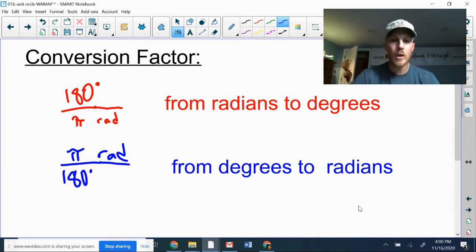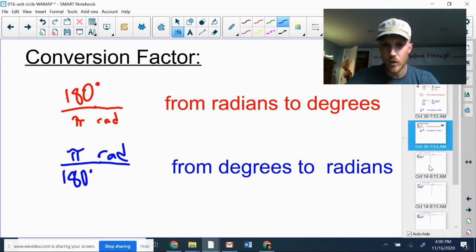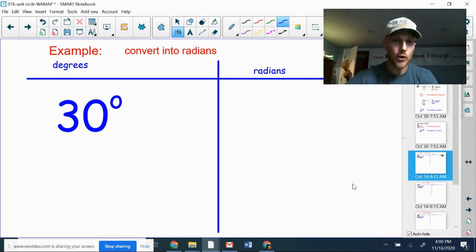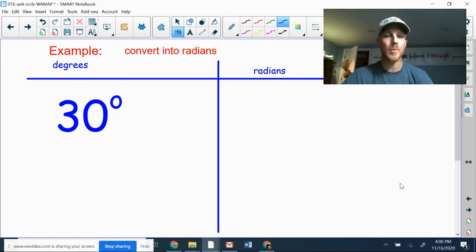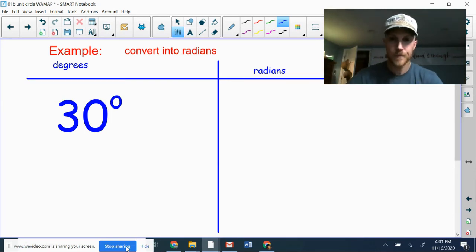Okay, both on the same screen. Here are our conversion factors today. We're going to use just the blue one. We're going to convert from degrees to radians, and so pi radians over 180 degrees. Here is how we can use that. We're going to convert 30 degrees into radians. A couple of things we should mention ahead of time about radians. We always write radians using fractions, using the symbol pi, and you always reduce fractions. Always reduce fractions.